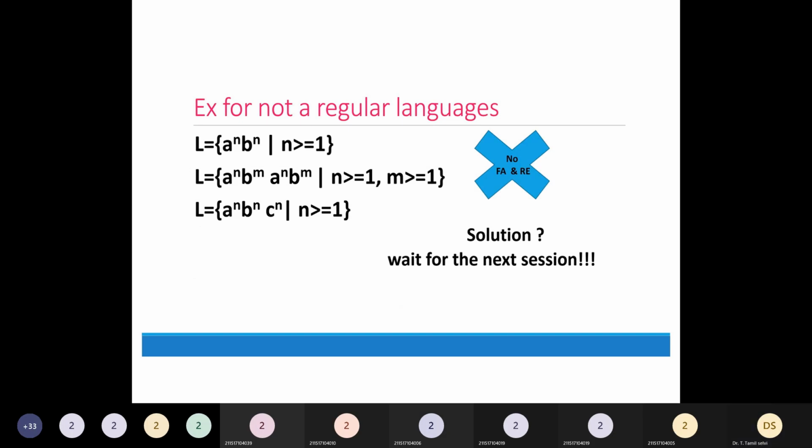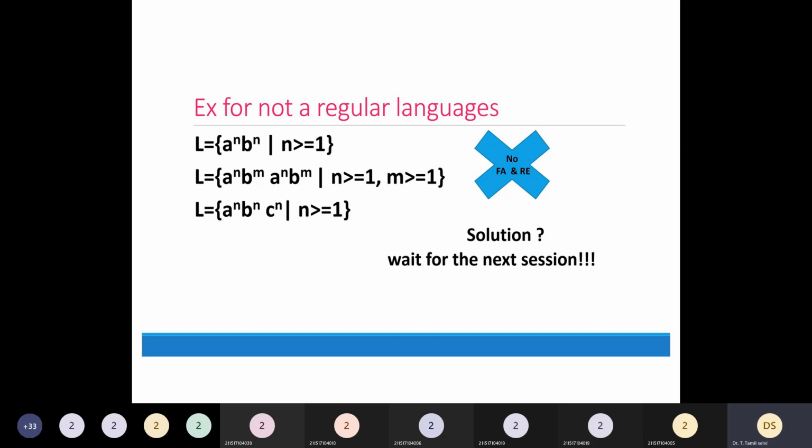So here, these are the examples of non-regular languages. The first one, a^n b^n, where n is greater than or equal to 1. Using our pumping lemma, we have to prove this language is not a regular language. So first, we have to take one sample string. For the sample string, first you have to apply the value of n. Here we are taking the value of n equal to 2. n equal to 2 means you will be getting 2 a's followed by 2 b's. That is the sample string.